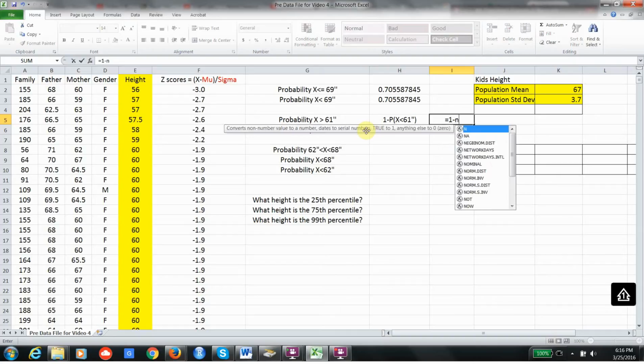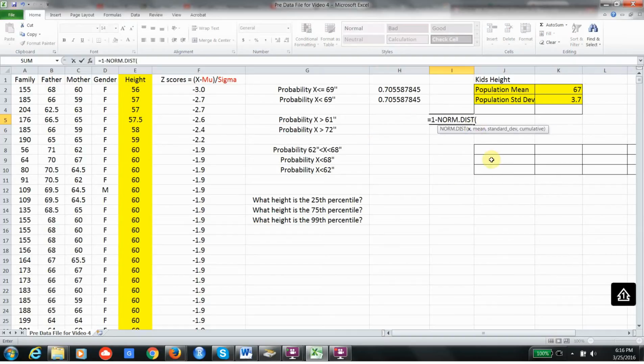Now this will be 1 minus norm.dist. My data value is 61. Population mean, population standard deviation, and we always click true. Okay. So notice what I'm actually computing. I'm computing the upper percentile, right? The percentile for 61 would be the probability that you're less than or equal to 61. So this is the upper percentile.